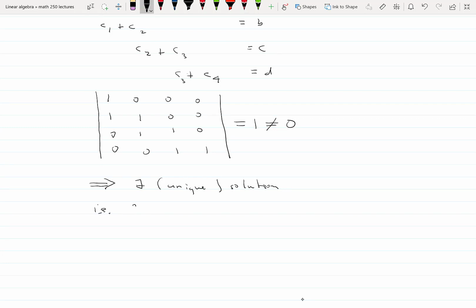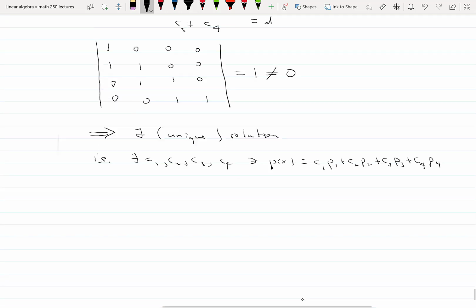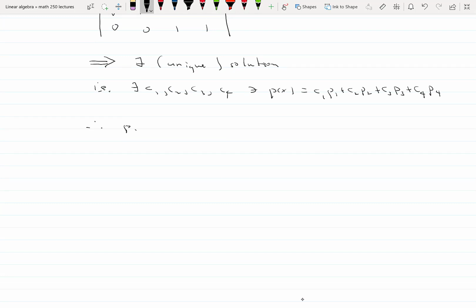But that says there exists a C1, C2, C3, and C4 such that P of x equals C1 P1 plus C2 P2 plus C3 P3 plus C4 P4. That's exactly what we needed for spanning. Therefore, P1, P2, P3, and P4 form a basis. Well, I should say span first. Therefore, they span P3. Therefore, since we have linear independence, these vectors form a basis for P3.